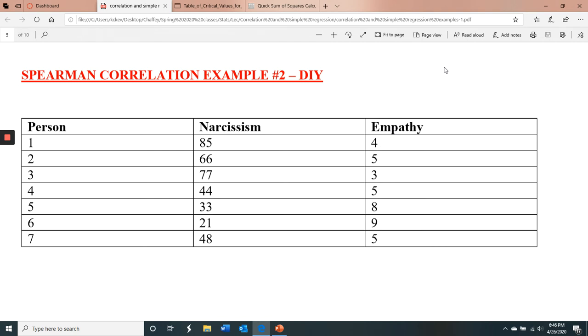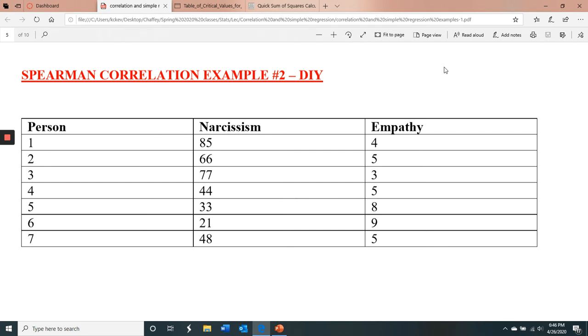And then once you have the ranks, you use the ranks as the data. So you're going to have scores of 1 through 7 for narcissism and scores 1 through 7 for empathy. Those are your data. You use the ranks. You're going to follow the same process as the Pearson. You're going to multiply those rank scores for X and Y to get the XY in the third column, or fourth column, I should say, but third column of data on the right.